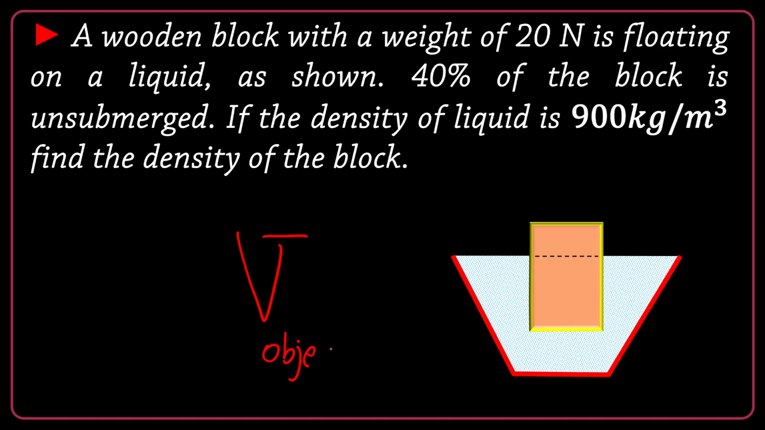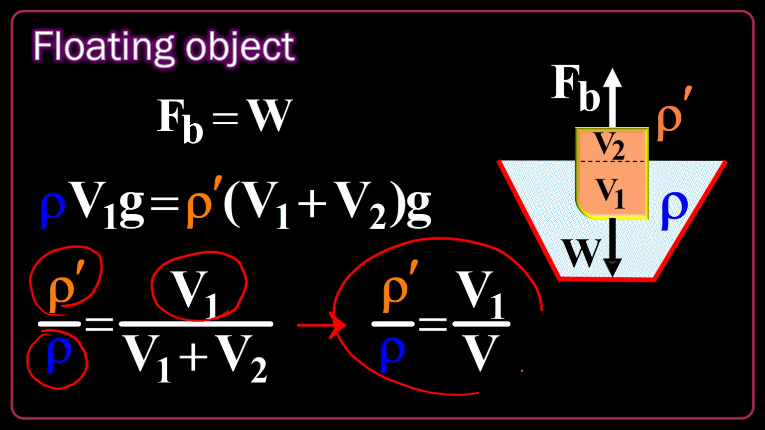So if the volume of the object is V, 60% of the volume of the object is submerged, and 40%, 0.4 V, unsubmerged, as mentioned. Okay. If the density of liquid is 900 in SI units, find the density of the block. Okay, now it's very useful if we use the last ratio. Rho prime, density of the object divided by density of the liquid, is the volume of the submerged part divided by the volume of the object.